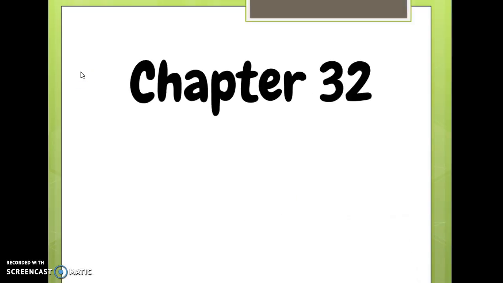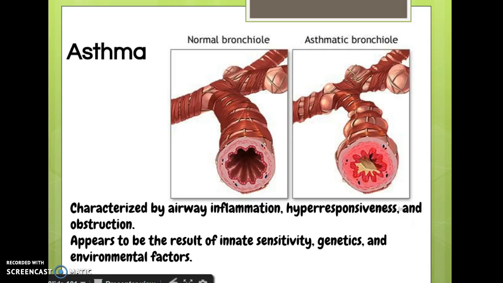We'll start on chronic problems of the respiratory system now. And the first one that we're going to talk about is asthma. Asthma is a potentially reversible obstructive airway disorder characterized by airway inflammation, hyperresponsiveness, and obstruction. The term hyperresponsiveness refers to the airway being especially sensitive to stimuli.